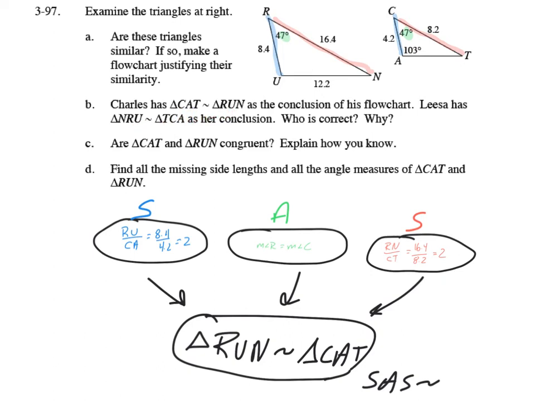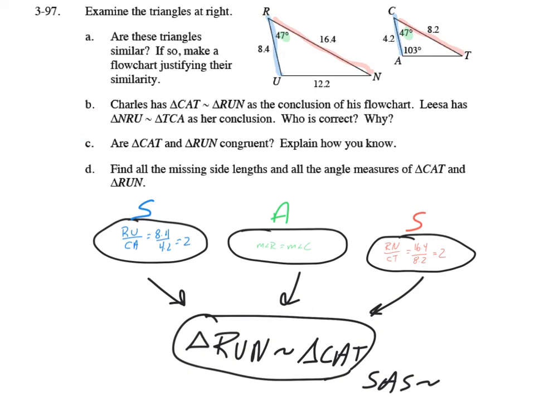So they're actually both correct. It's just that Lisa listed this triangle first in NRU, and she wrote the corresponding triangle over here with TCA. They're both correct. It's just that they wrote them in a different order, but all of the corresponding angles are written together in the same order. So they're both correct. Now, are CAT and RUN congruent?